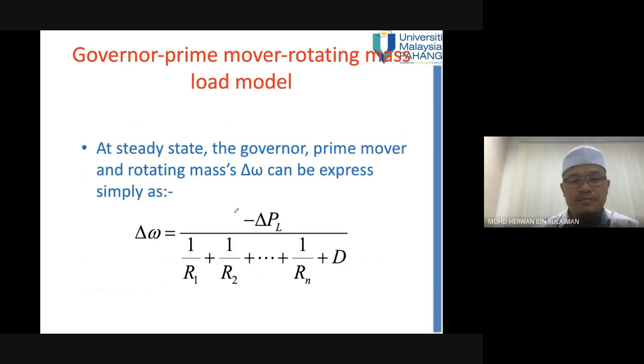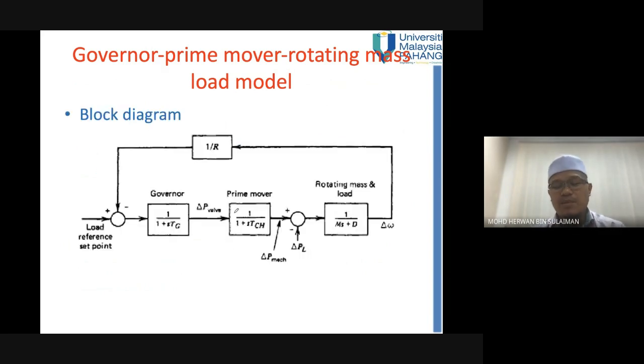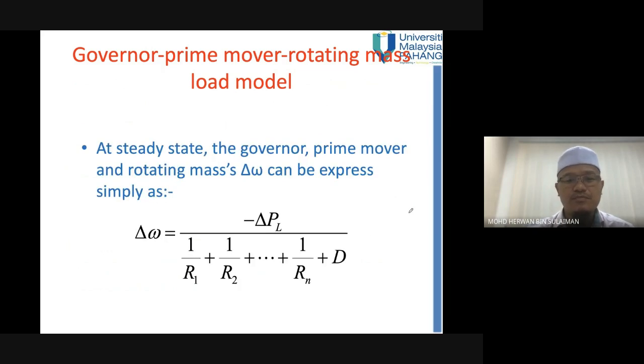Boleh? So daripada gambar ni kita boleh buat apa? Kita boleh simplify the equation when we have this load changes. So output always our output is delta omega, mana changes in terms of frequency. And then at the steady state, the governor, prime mover and rotating mass delta omega can be expressed. Is simplified by this value.